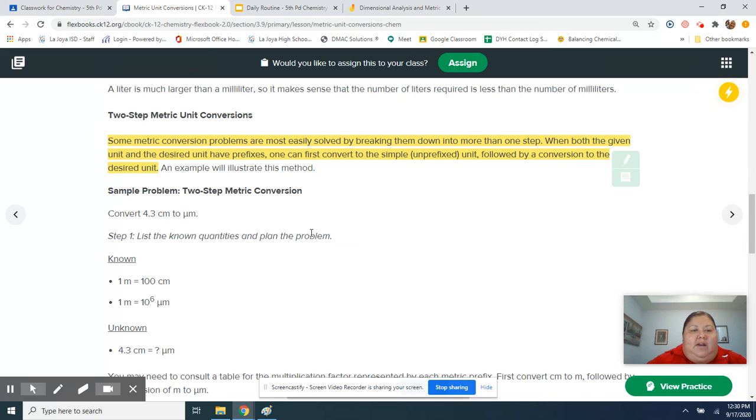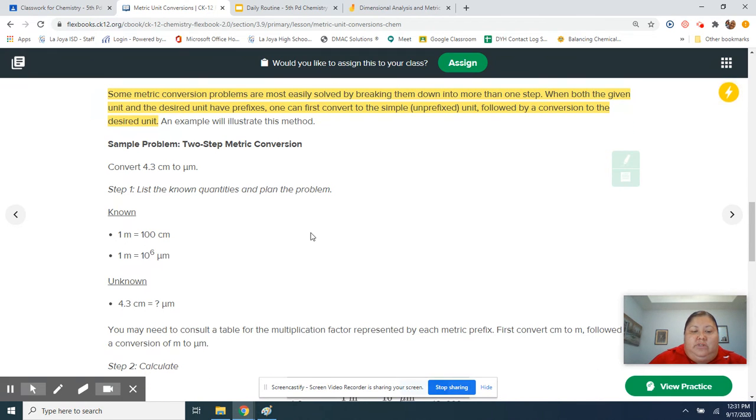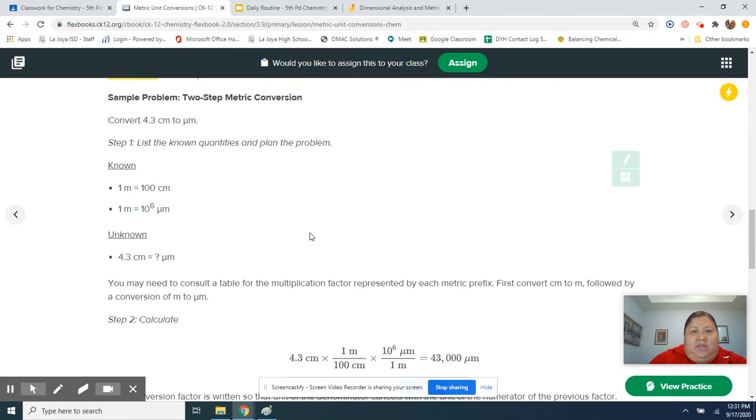Okay, so here you have what's known as a two-step metric unit conversion. Some metric conversion problems are most easily solved by breaking them down into more than one step. When both the given unit and the desired unit have prefixes, one can first convert to a simple unprefixed unit, or what I like to call the base, followed by a conversion to the desired unit. Then they give us an example that will use these two steps, just like the one that we did. I think it was a two-stepper.